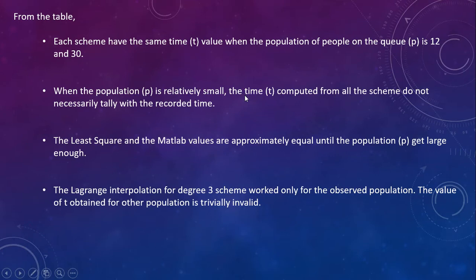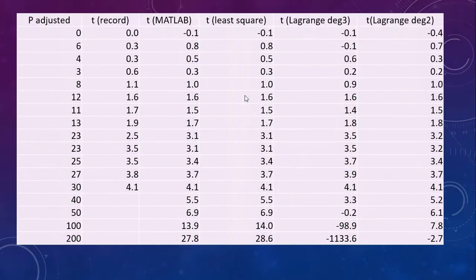do not really tally. The least square and the MATLAB values are approximately equal until the population P gets large enough. As you can see, if you compare these two columns, for least square and MATLAB, you will see that the values they return are almost the same throughout, until the population gets big enough. That is when the population is up to 200. You can see when the population is 200, we have 27.8 and this is 28.6.